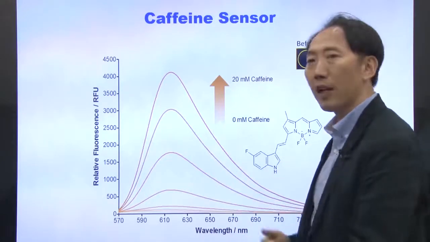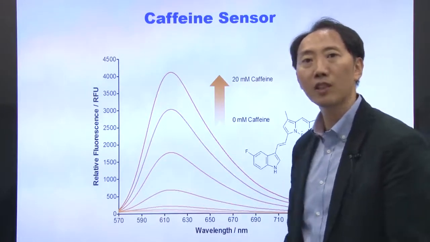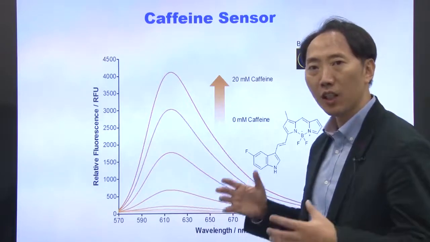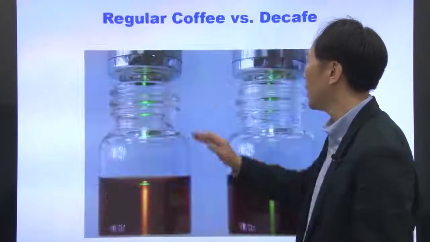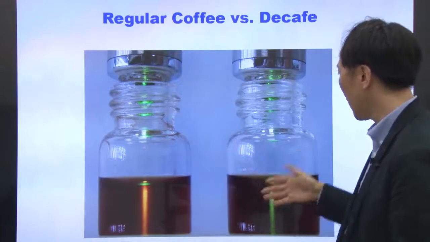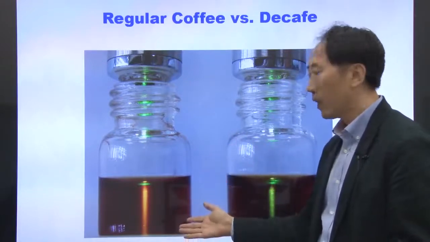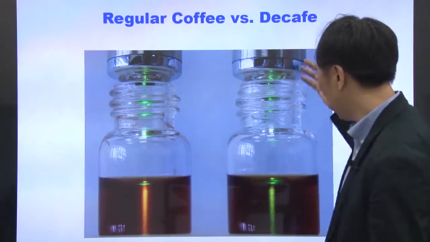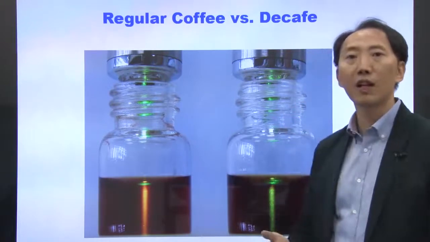But real-life application is not easy if you have to carry a spectrophotometer to Starbucks. That's why we spent more than half a year to make this into a really useful material. The final format is a green laser pointer. With only a green laser pointer, this is a decaf coffee and this is a regular coffee. If the coffee has enough caffeine, it shows you orange color. And if it's a low amount of caffeine, like 5%, then it just shows green color by scattering.